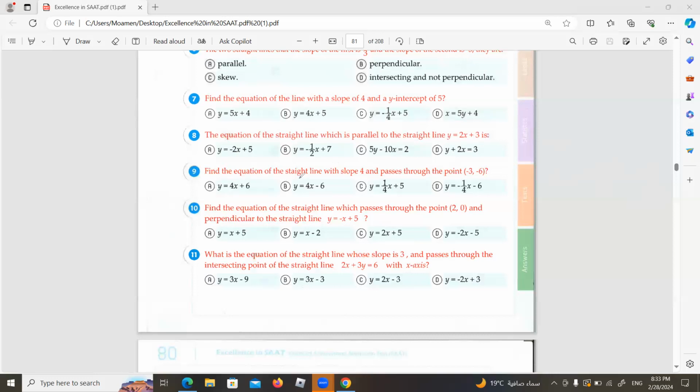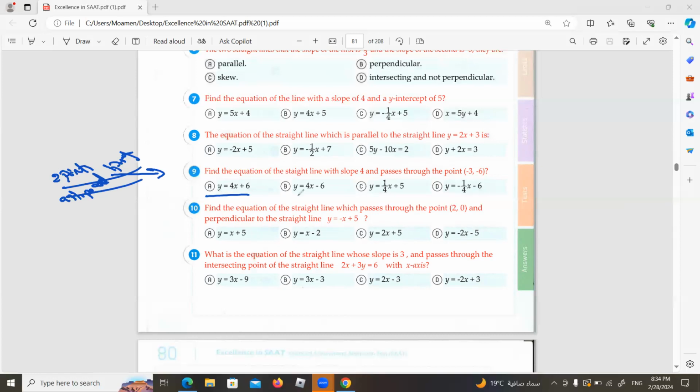Number 9, find the equation of the straight line with the slope equal to 4 and passes through this point. Pay attention about this, please. If I give you the slope and I give you a point, the slope and the point, or 2 points, or a slope and a point, what shall we do to get the equation of the line? Start by the point slope form. He said, I give you a point, so start by the point slope form.